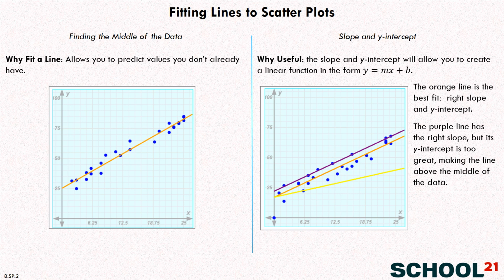And what about the yellow line? Well, it's also below most of the data, and the reason is that its y-intercept is good, but its slope is not great enough. It needs to have a greater slope to come up into the middle of the data. So it's down below most of the data points. So what you'll do is practice with different lines to fit your data, and that will allow you to predict values.